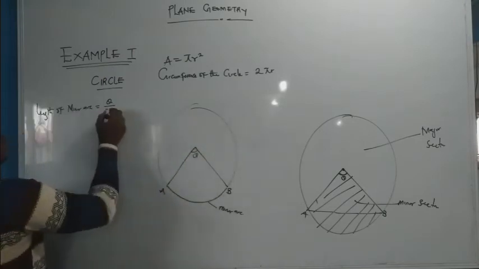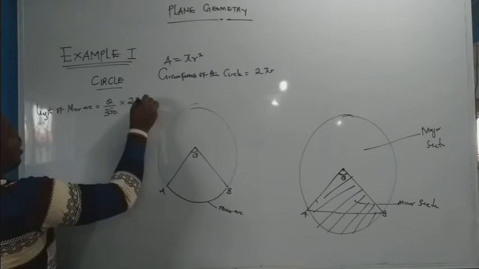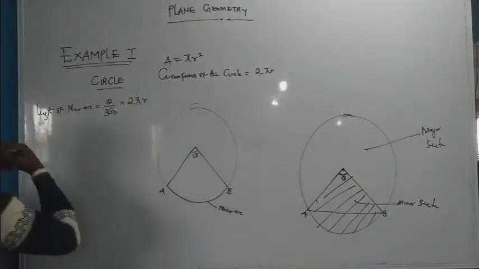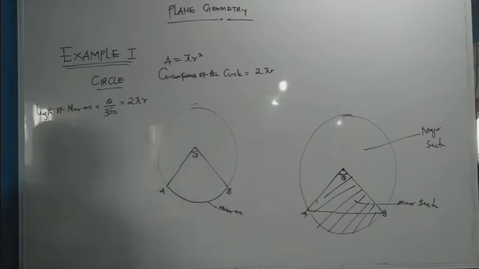Okay, theta over 360 times what? Times 2 pi r. Pi is always given as 3.142 in decimal or 22/7 as a fraction. Then the radius will be given. So that's the length of the minor arc. How about the length of the major arc?